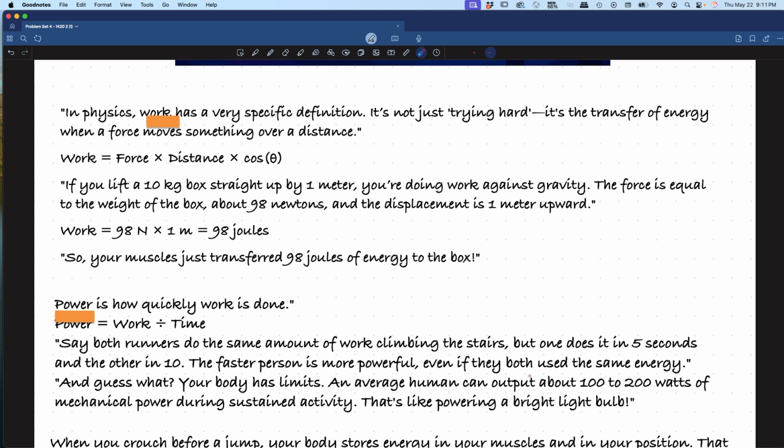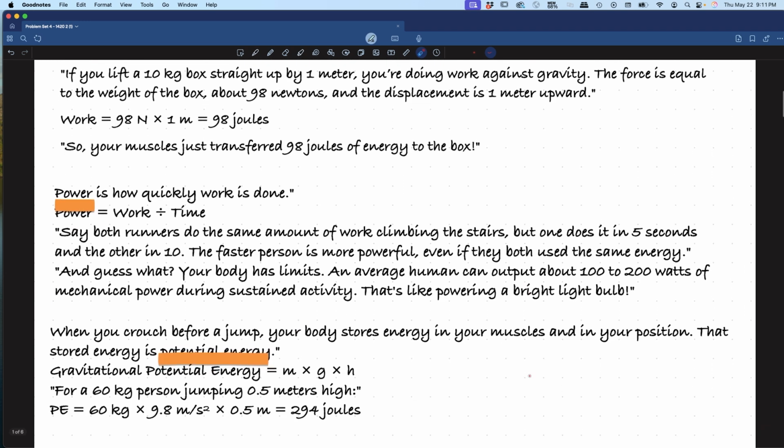So that's power. Third, let's look at gravitational potential energy. When you crouch before a jump, your body is storing energy in your muscles and in your position, you're crouching. Now that stored energy is the potential energy. But when you jump up, the potential energy is released from your muscles and becomes the gravitational potential energy at the highest point.